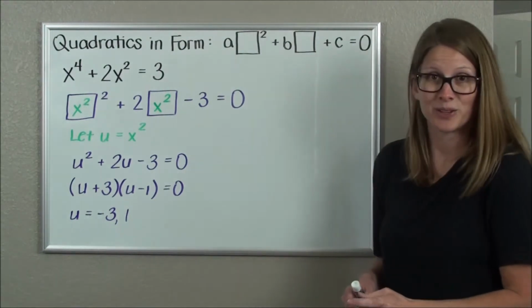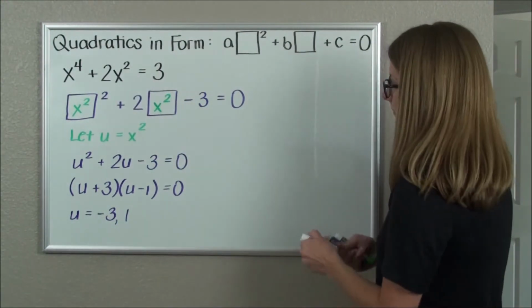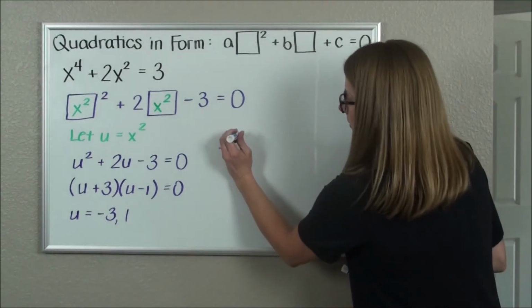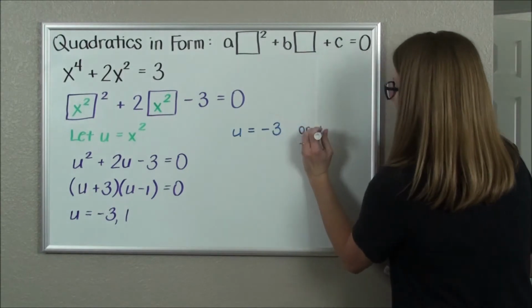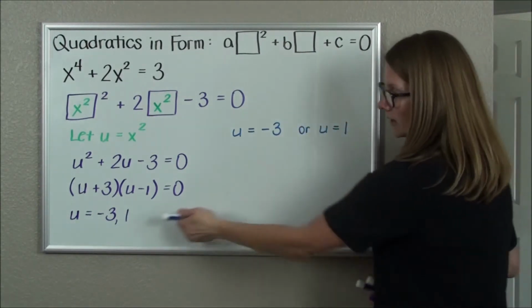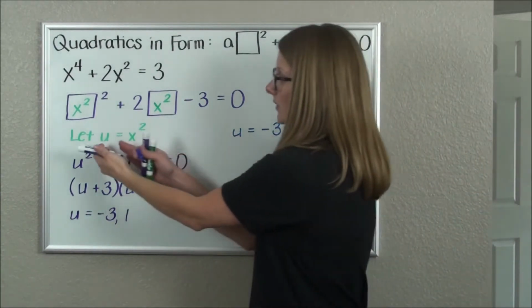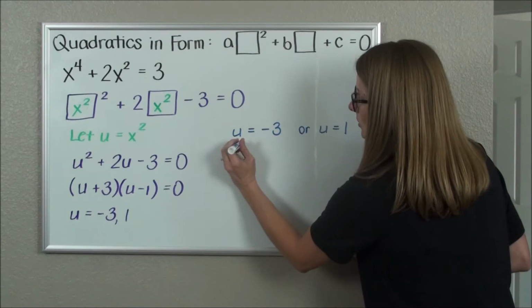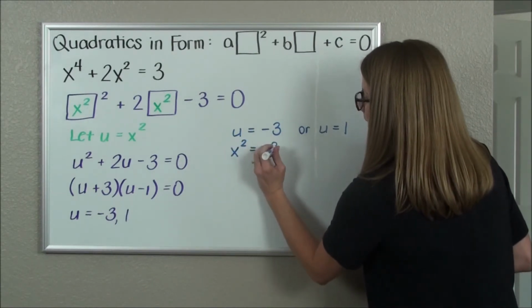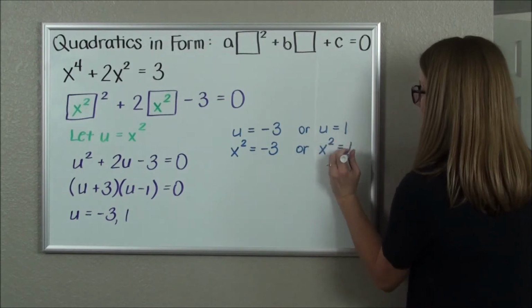But it's not about u. It was about the original variable x. So when I see u equals negative 3 or u equals 1 down here, I now break those apart and give it, instead of the nickname, the formal name. So instead of u equals, I want to see x squared equals. Again, instead of u, I'll see that formal name x squared.